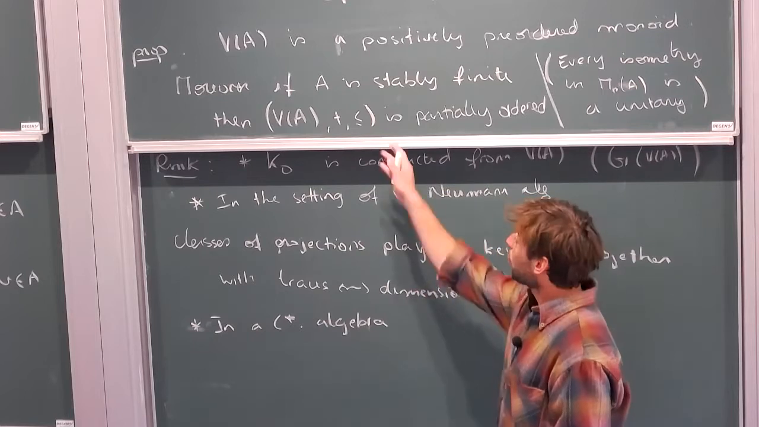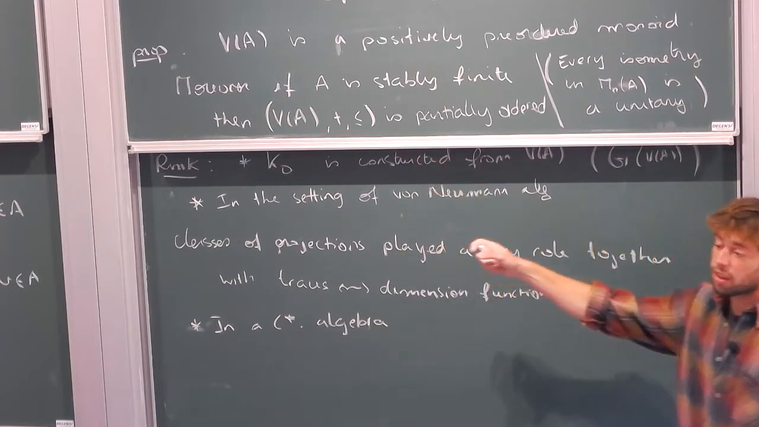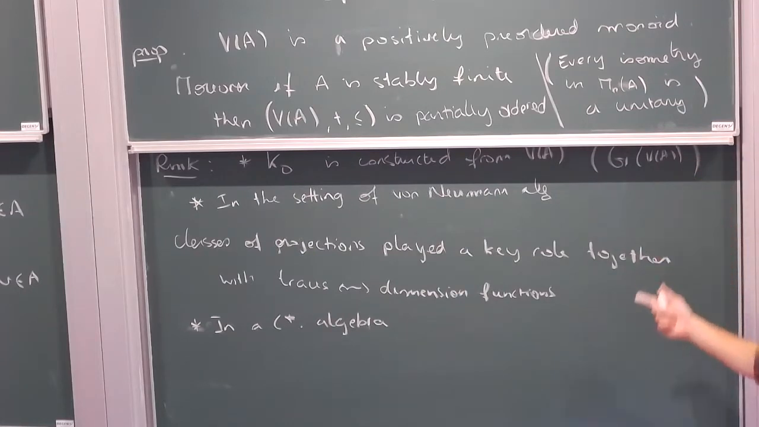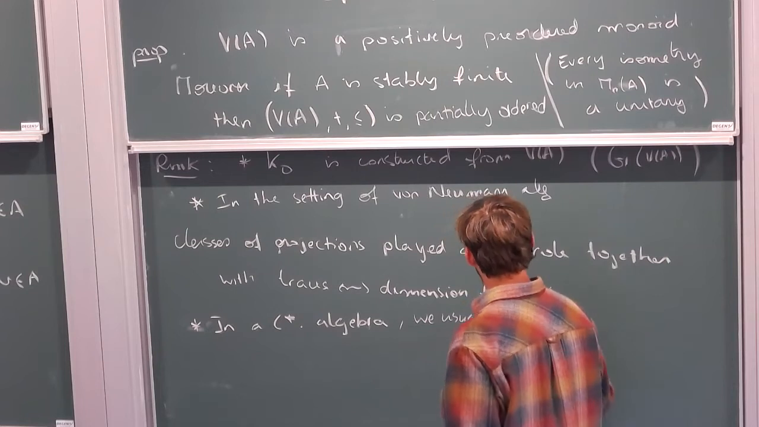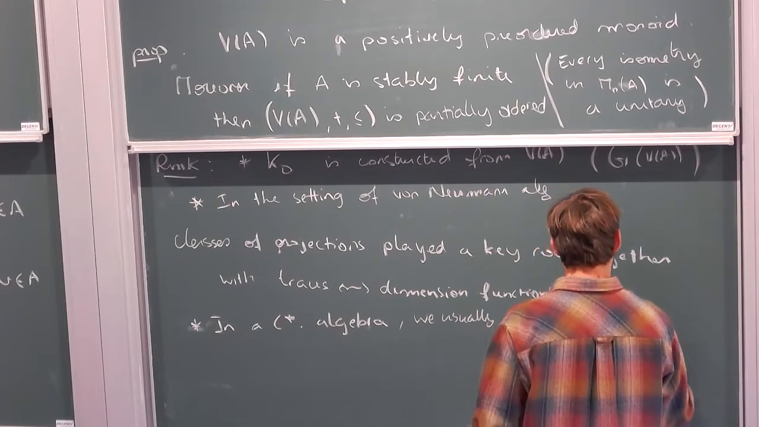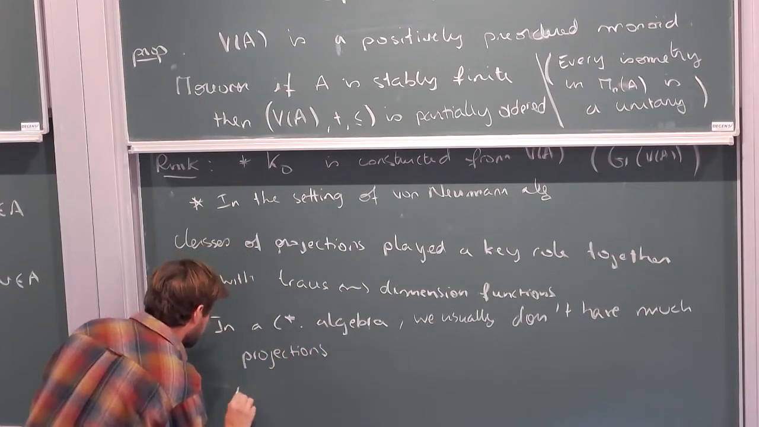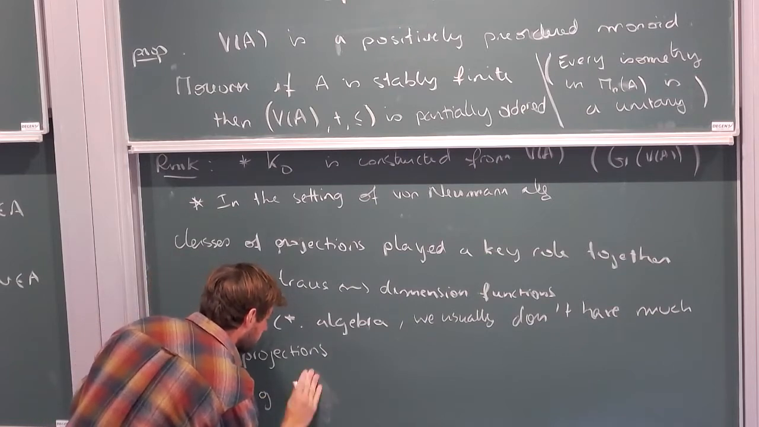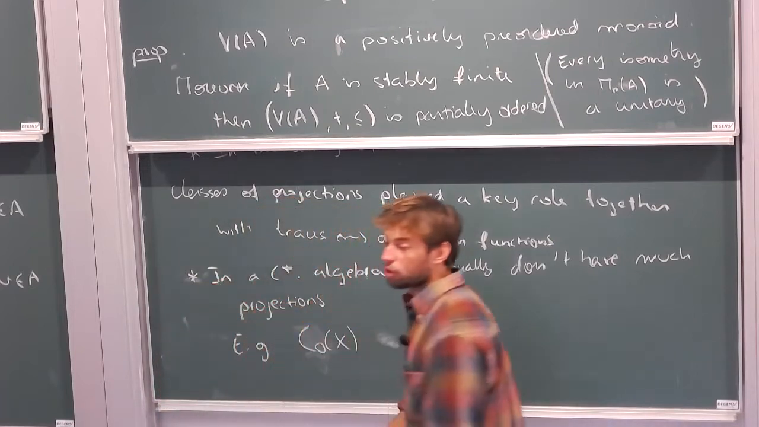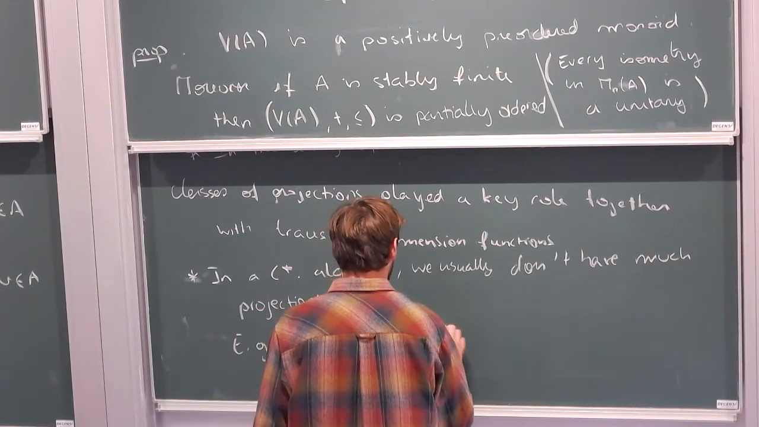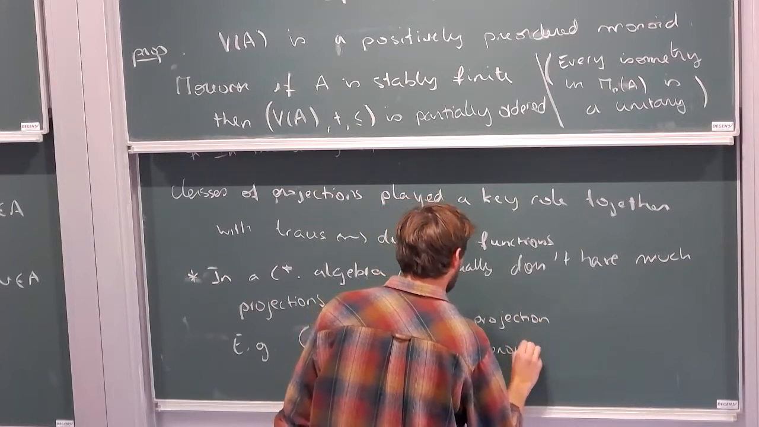So basically, the birth of the Cuntz semigroup was to get something like this. Is there an equivalence between being stably finite and having a trace? The answer is that we cannot use dimension functions anymore, because in a C-star algebra we usually don't have many projections. So for example, if you take C0(X), where X is of dimension 1, let's say, then this has no projection, or one projection, which is the constant function equal to 1.